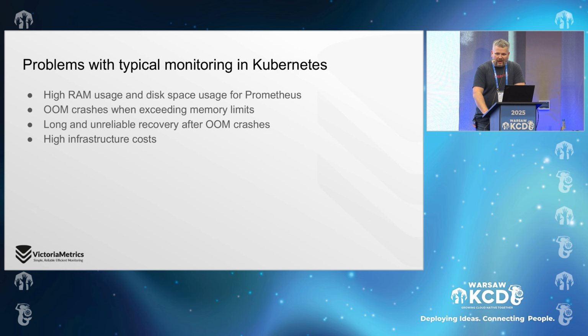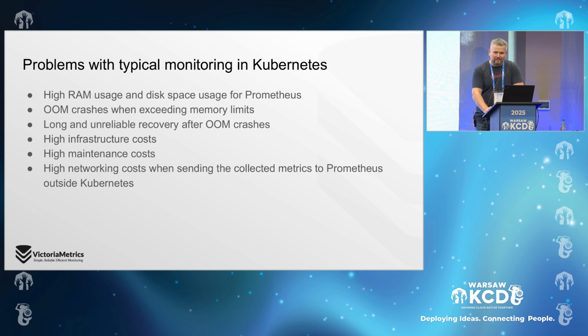This leads to high infrastructure costs because you need to increase memory limits for Prometheus, allocate more memory, allocate more persistent volume space for Prometheus, and this increases infrastructure costs. And also this increases maintenance costs because when Prometheus crashes because of memory limits, then you need a lot of manual work in order to bring to life this crashed Prometheus.